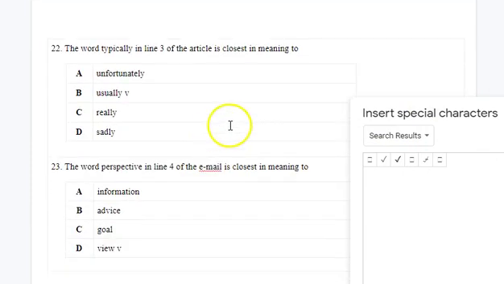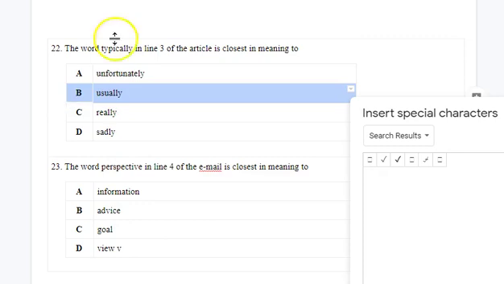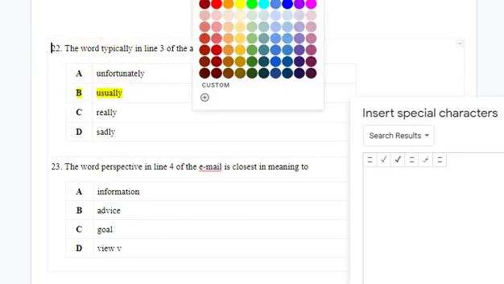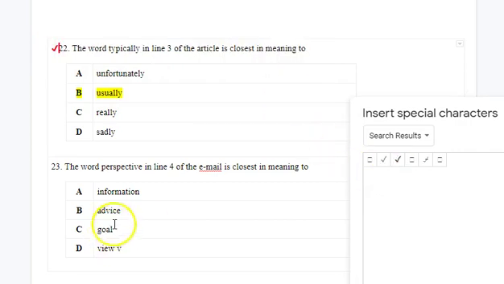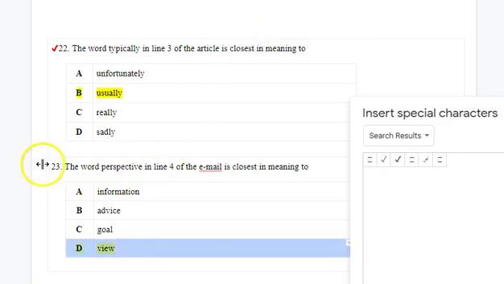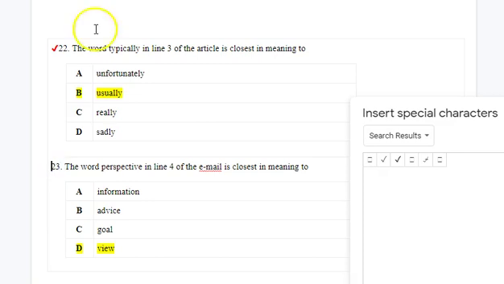And the word "typically" in line 3 of the article is closest in meaning to... B, usually. Okay. And number 23, the word "perspective" in line 4 of the email is closest in meaning to... D, a view. Very good. Thank you so much. Do you have a question, Abel?